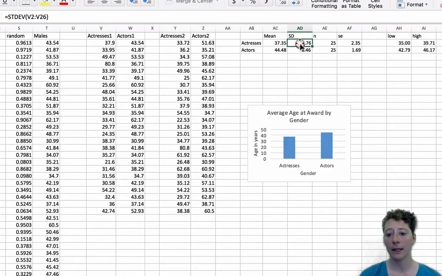Excel will calculate the standard deviation for us, but we need to write out our own formula for standard error, which I've already calculated. The formula for that is the standard deviation divided by the square root, and that's SQRT, of the sample size.